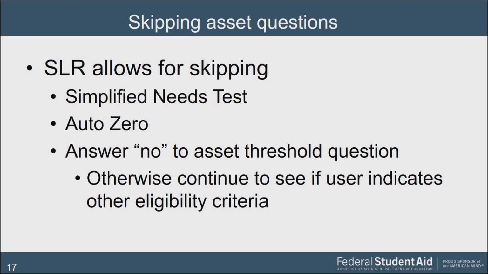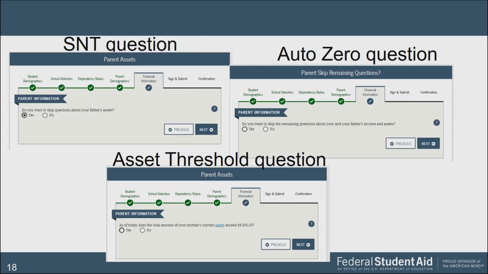Just like with the simplified needs test and automatic 0 EFC skip logic rules, state of legal residence is a factor in whether the website will allow somebody to skip the asset questions, or sorry, to see the asset threshold question. The asset threshold question also will not display for the student if the student is a dependent student.